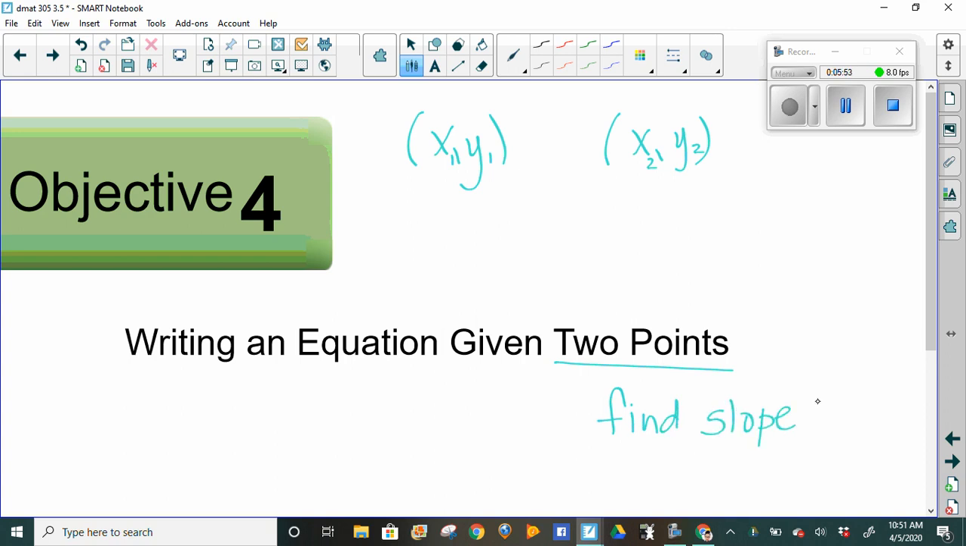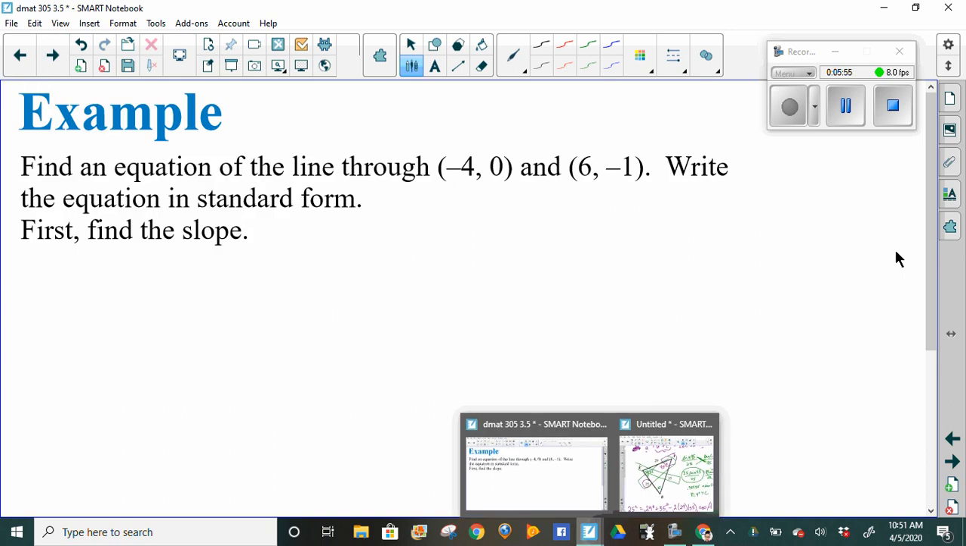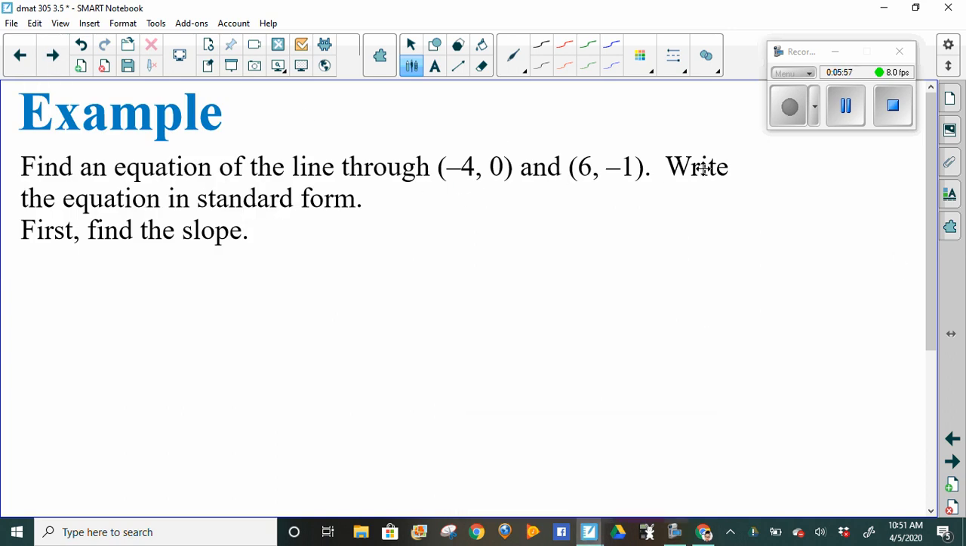So with 2 points, I can find slope. The first thing we're going to do is find the equation that goes through these points, and we're going to write it in slope-intercept form. Then, from there, we're going to write it in standard form. So we're going to first find the slope.